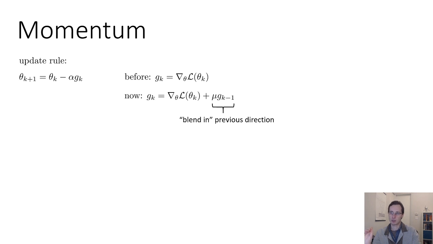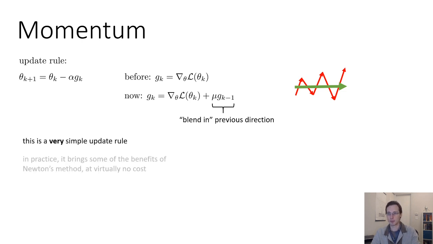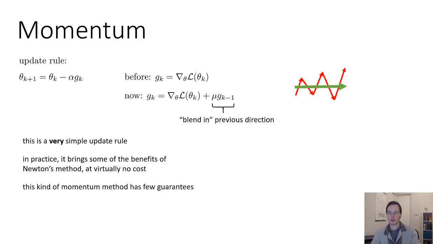So what that means is if the previous direction and the new one point in opposite ways, they'll cancel off. If they point in similar directions, they'll actually add together and go even faster in that direction. So in this case, we would cancel off the conflicting parts. And this is a very simple update rule. In practice, momentum actually brings some of the benefit of Newton's method at very, very little cost. There's basically no additional computation that's needed. All you have to do is store the previous g_k. So there's a little bit of memory overhead.